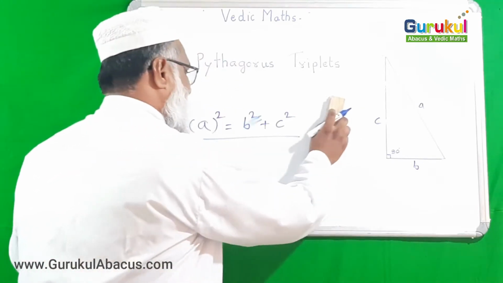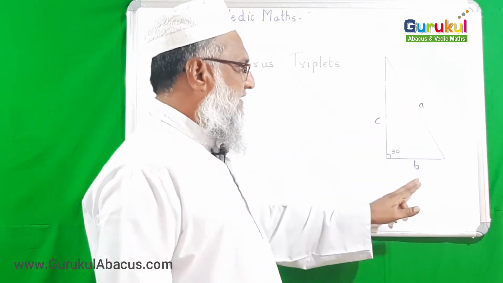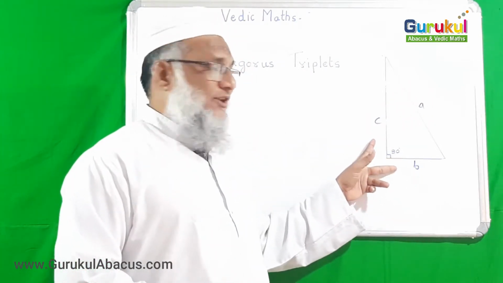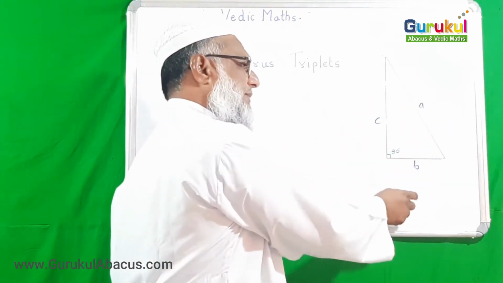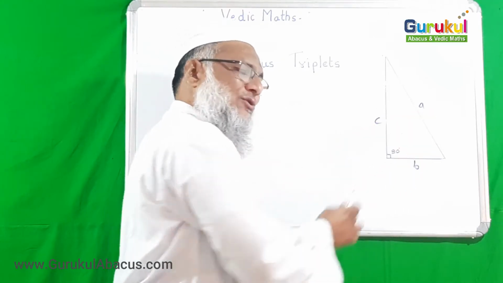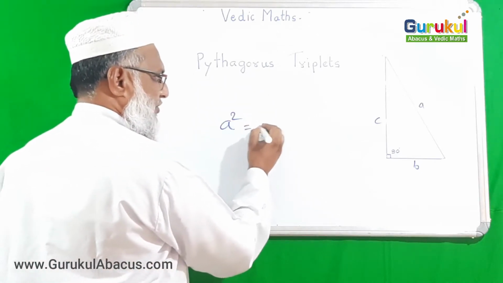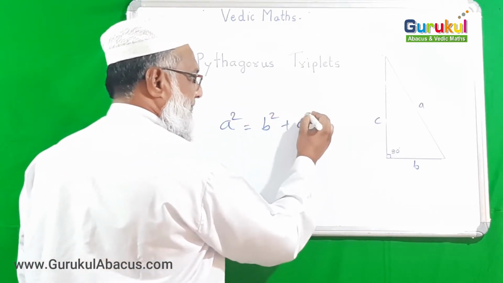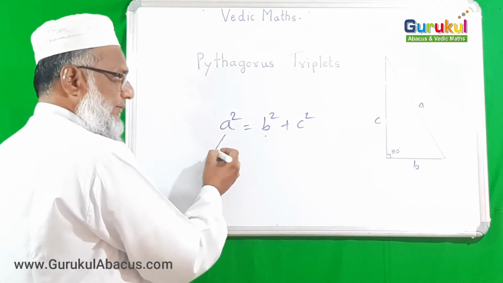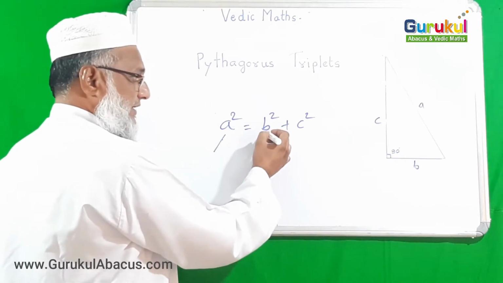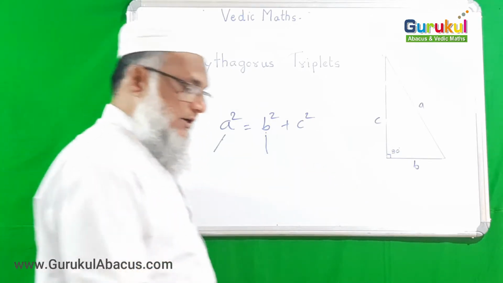Sometimes we need to find values. Suppose out of the three sides, two sides' values are given, and we have to find the other side's value. In this situation, what did we do? That was the formula: A square is equal to B square plus C square. If two values are given, we find the squares, subtract one square from the other, and then find the square root. So it becomes a little lengthy process.